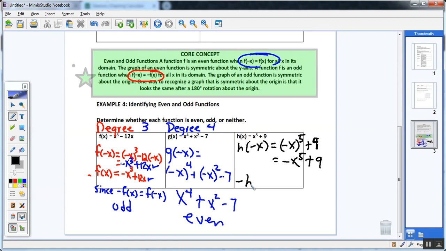Now when I look at the other part of it, what defines an odd function, negative h of x, means changes of signs and everything, kids. So this positive x to the 5th would become what? And this plus 9 would become equal to minus 9. Kids, are these two functions right here the same exact thing? They're not exactly the same. Is this function odd then? The answer is no.